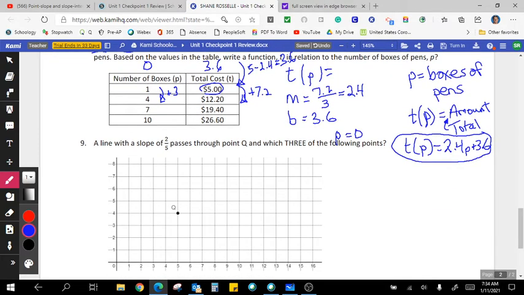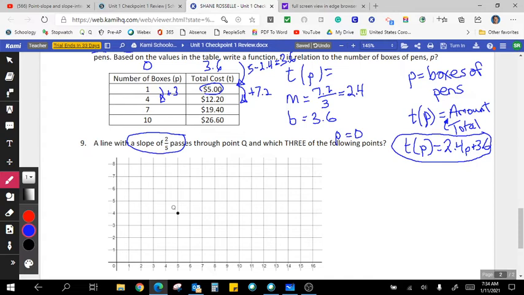All right. Here it is. It says slope. Do you know what slope is? That's what this is saying. It says a line with a slope of 2 over 5. That means rise over run. Rise 2, run 5. 2 over 5 passes through point Q, and which 3 points of the following graph.